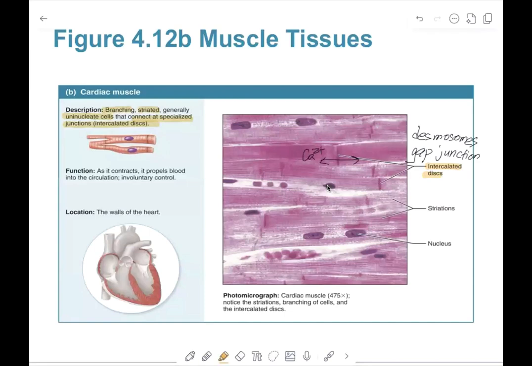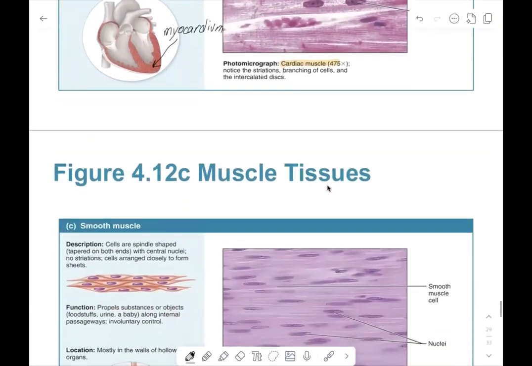As it contracts, it propels blood into the circulation and it's involuntarily controlled. So obviously that means that we don't wake up in the morning and decide that we're going to make our heart start to contract. It's under involuntary control. And it's located in the walls of the heart. So if we were to look specifically at this area of the heart, this would be a ventricle, which you'll learn about next semester. And that cardiac muscle is what we call the myocardium.